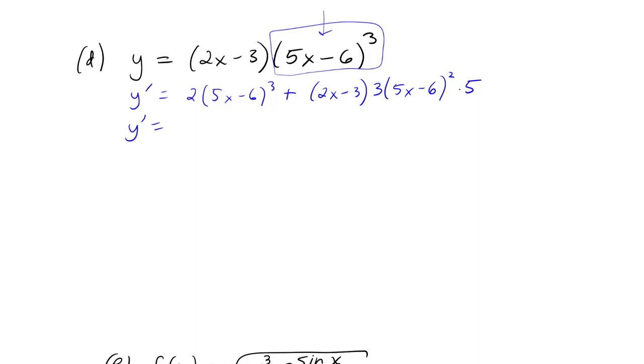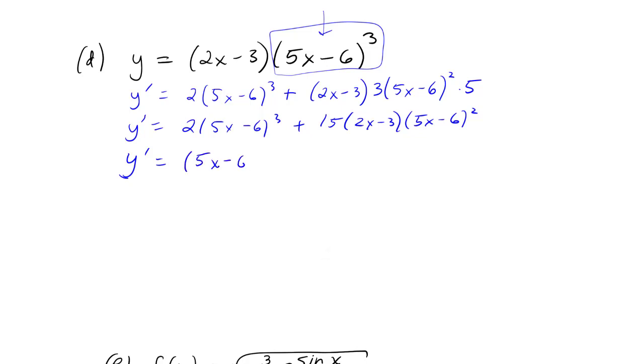The rest is all going to be cleaning this up. All right, 2 times 5x minus 6 cubed plus, we have a 15 times 2x minus 3 times 5x minus 6 squared. Now take a look. For factoring purposes, we have a 5x minus 6 squared in both of these terms. When I pull that out, I'm left with a 2 times 5x minus 6 plus 15 times 2x minus 3.